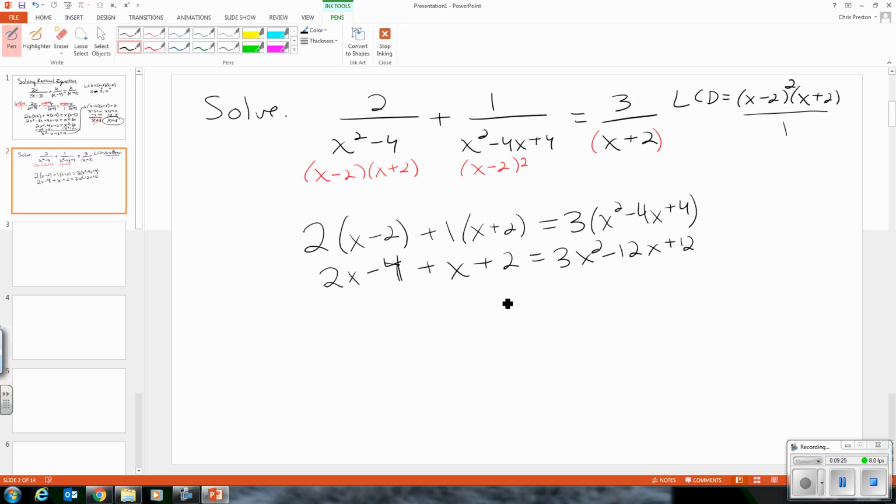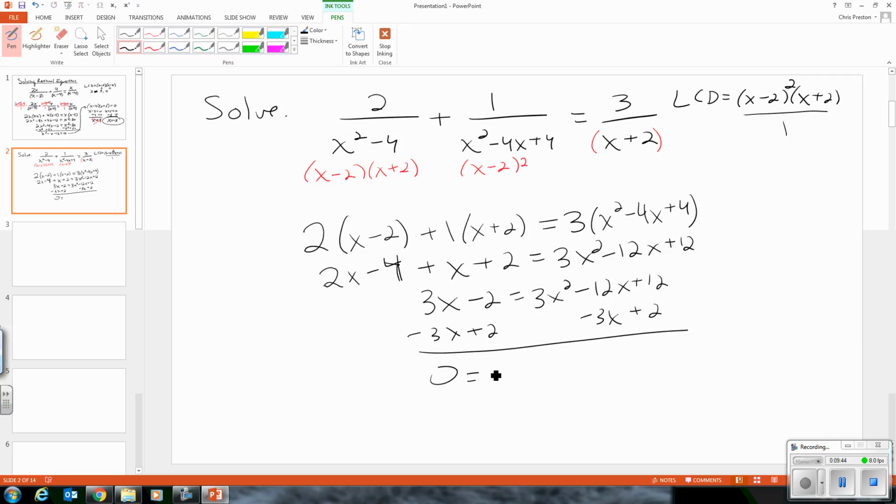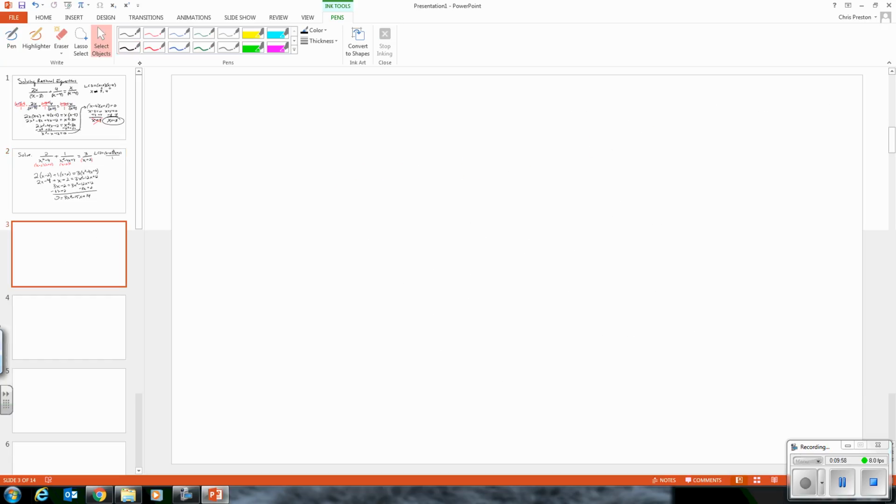And again, I got an x squared, so I need to get this equal to 0. First, maybe I'll clean this left side up before I start moving things over. So subtract 3x, add 2, plus 14. Now this might factor, it might not. I'm not going to spend a lot of time trying to worry about it. I'm just going to use the quadratic formula here and just rewrite that problem. 3x squared minus 15x plus 14.